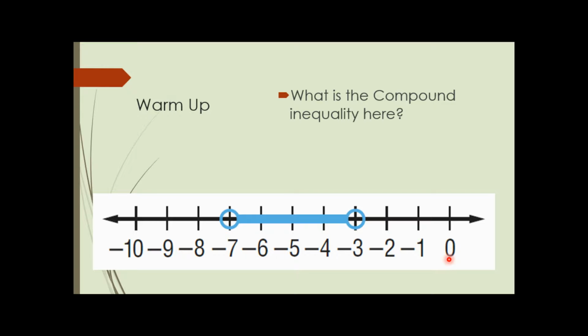Welcome back. Since we're starting at -7, open circle, we should have -7 is less than x, then x can be no bigger than -3, so we should be writing an inequality just like that. So absolute values, day one, we're just realizing what we have here with absolute values and going from there.